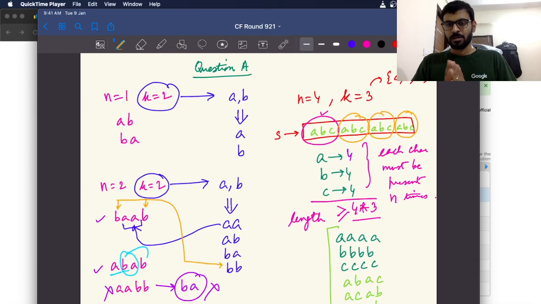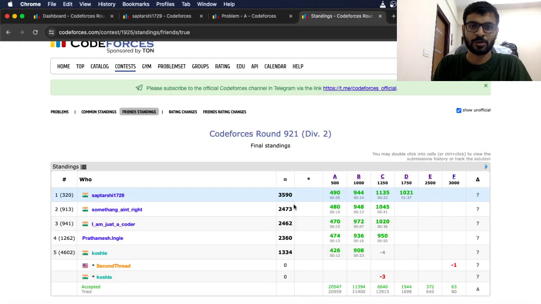Now we are going to look at the next question. Before question B, I will look at question C because it is quite similar. Let us go and take a look at question C.